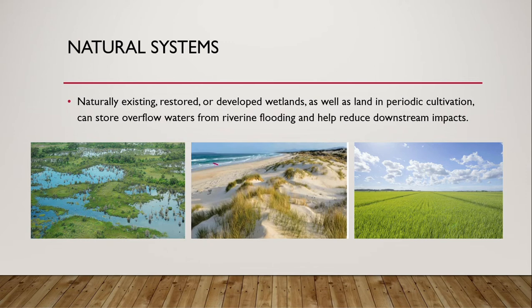Next is natural systems. Naturally existing, restored, or developed wetlands, as well as land in periodic cultivation, can store overflow waters from riverine flooding and help reduce downstream impacts. Wetlands also provide a natural barrier to storm surge inundation. Coastal sand dunes protect structures built behind them and help slow down coastal erosion and also the immediate impact of rising storm surge.